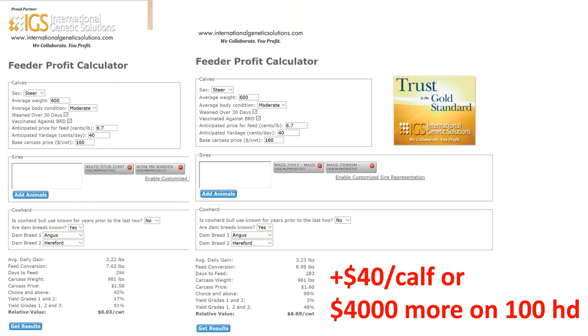Okay. Yeah, and I think getting a little bit deeper into this, when we talk about relative value, if you look at EPDs, that's what EPDs are.